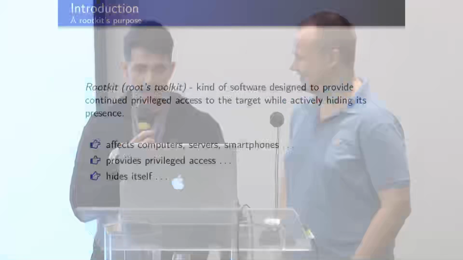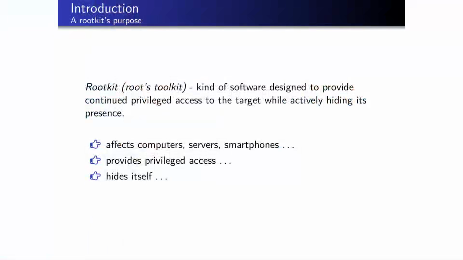We are talking about rootkit programming, but we won't talk about malware and exploitation. Do you all know what a rootkit is? This is the hacker definition of a rootkit: a toolkit that will be at the root of the system. It is a kind of software designed to provide continuous privilege.